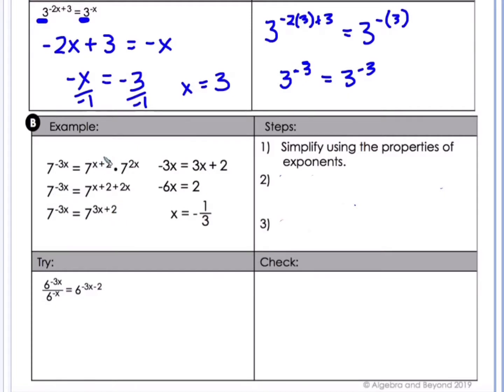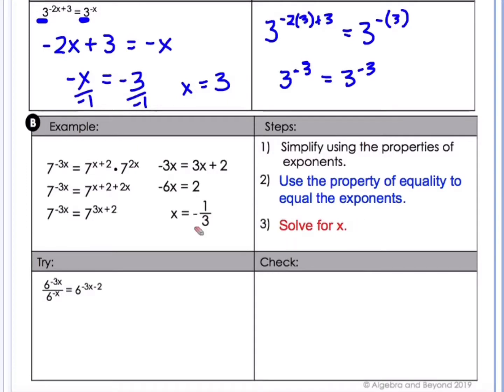And what we do with the exponents on this side, since they're being multiplied, we can add the exponents. And then we can use the property of equality again to equal the exponents, which we can see right here. And step 3, solve for x. All right, so very similar, just one step before doing the same base. Now, let's try one on our own.